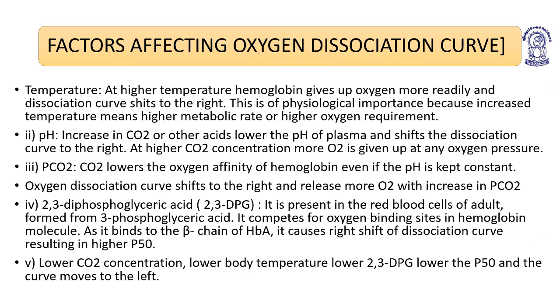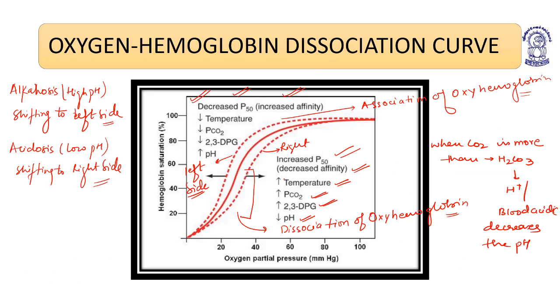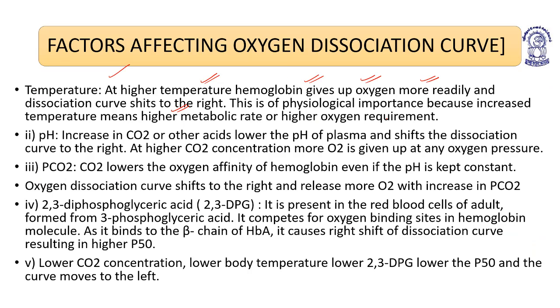Factors affecting the oxygen dissociation curve. First is temperature. At higher temperature, hemoglobin gives up oxygen more readily. Okay, the bond will break, and the dissociation curve shifts to the right side. Now, please look, as the temperature is high, the curve is shifting to the right hand side. That is of physiological importance because increased temperature means higher metabolic rate, or higher oxygen requirement. If the temperature is high, tissues need more oxygen, because a higher metabolic rate means the tissues' requirement of oxygen is high.